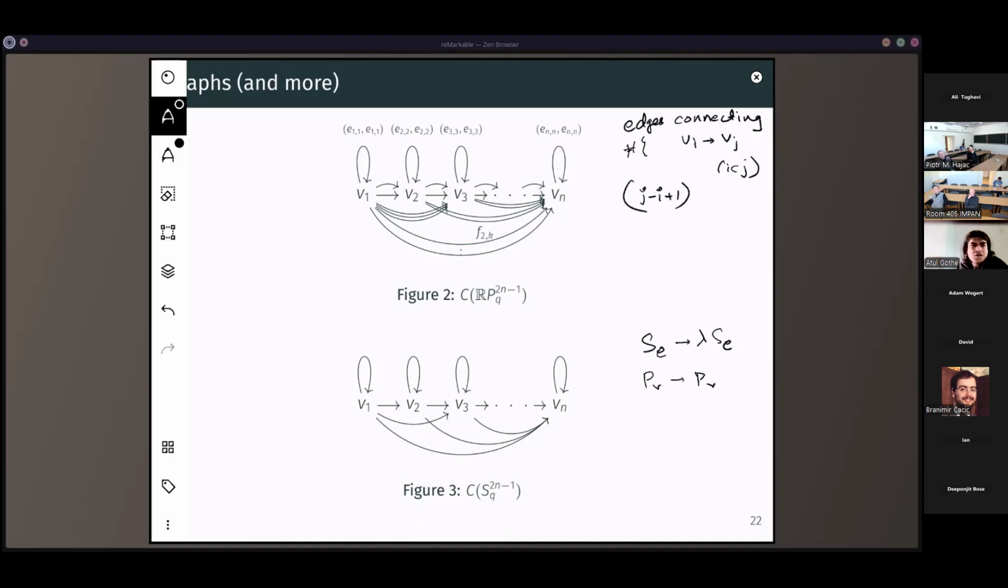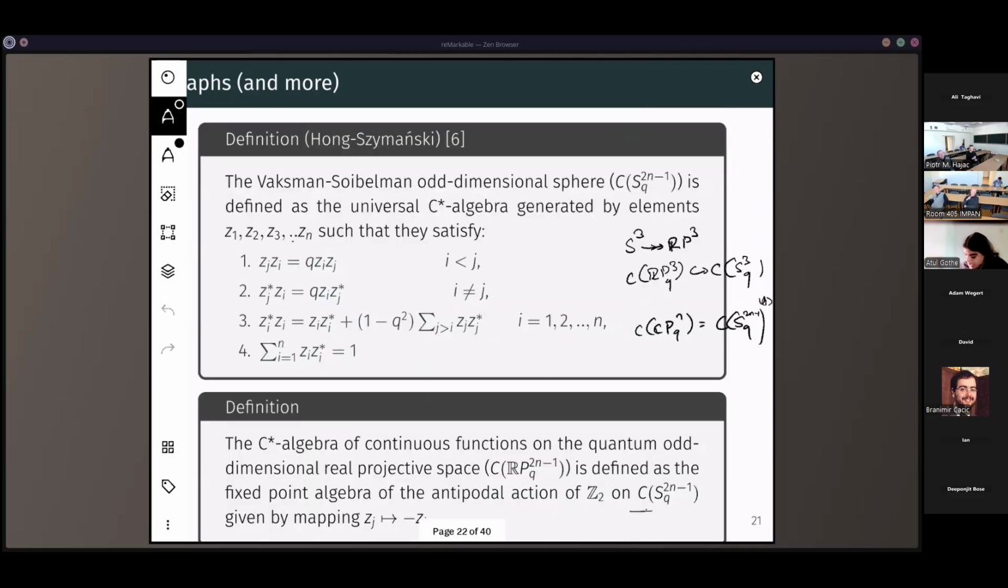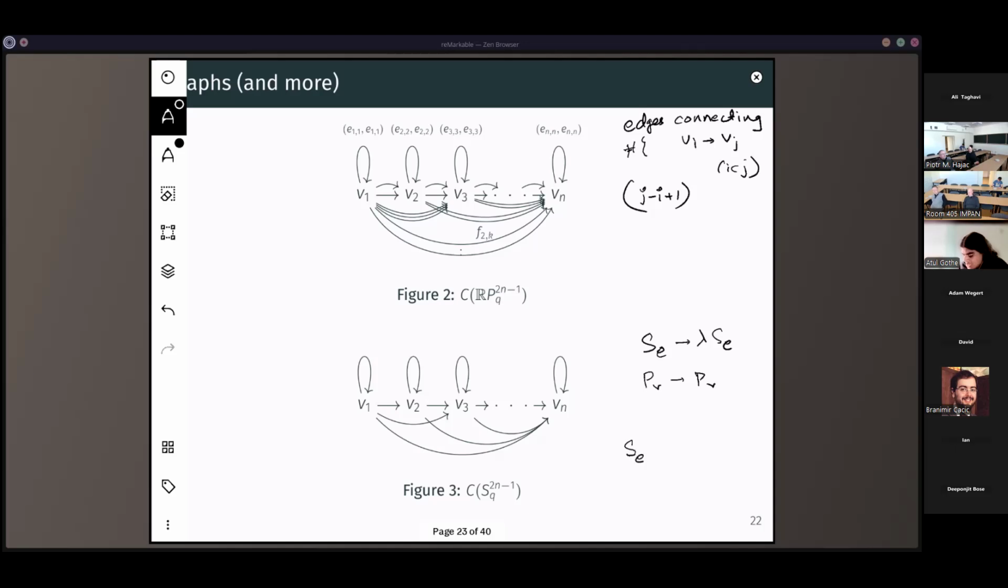I think it's very complicated. It could be, yes, because at least for real projective spaces, this mapping looks simple enough: Zj goes to minus Zj. But in terms of the graph generators, this action corresponds to, I think, SE going to something complicated. It's no longer just lambda SE. It becomes something more. So it corresponds to some gamma, minus, it's very complicated. Okay.